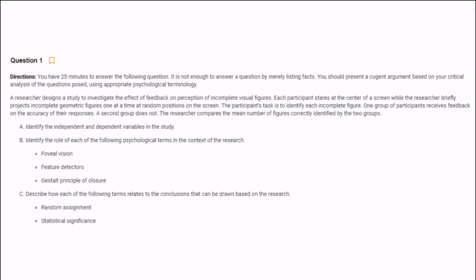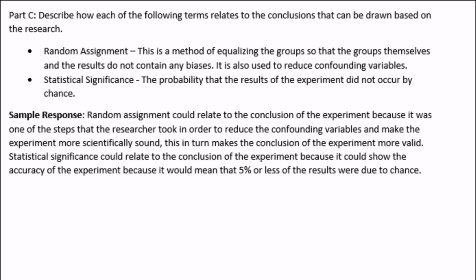Part C. Describe how each of the following terms relates to the conclusions that can be drawn based on the research. In Part C of the question, we are asked to describe how each of the following terms are related to the conclusion. Once again, we must know what the terms mean in the context of psychology before we are able to describe their effect on the result of the experiment.